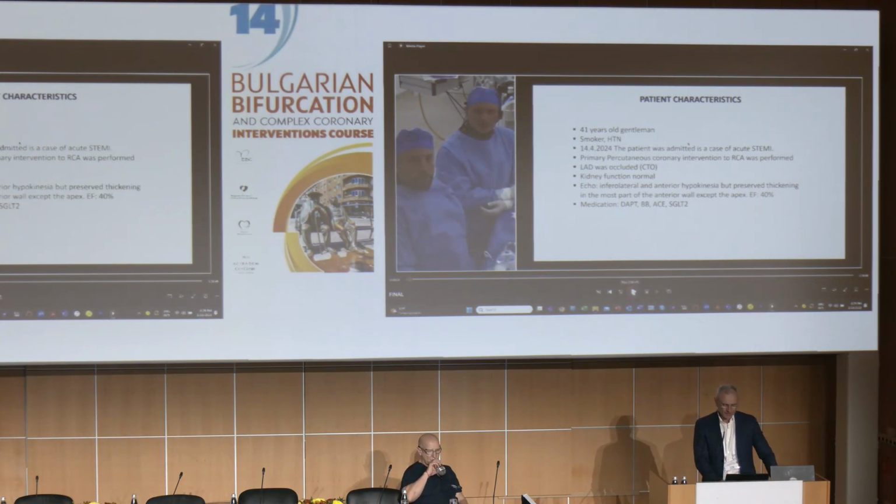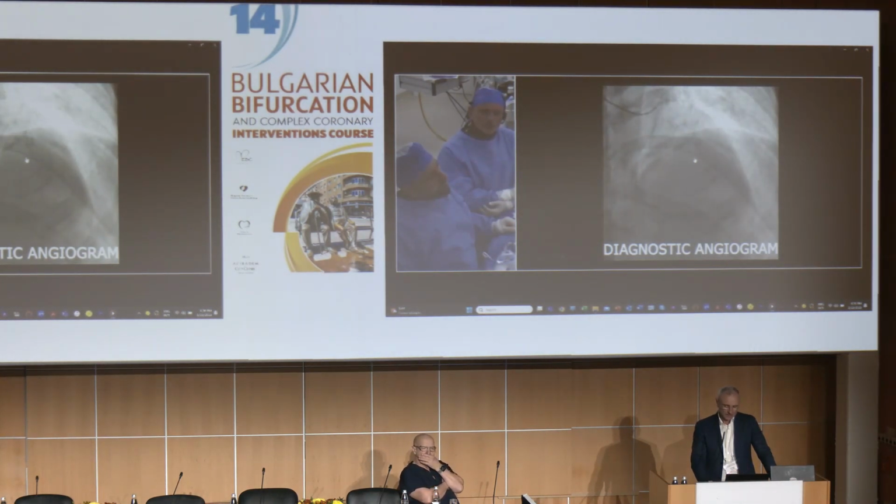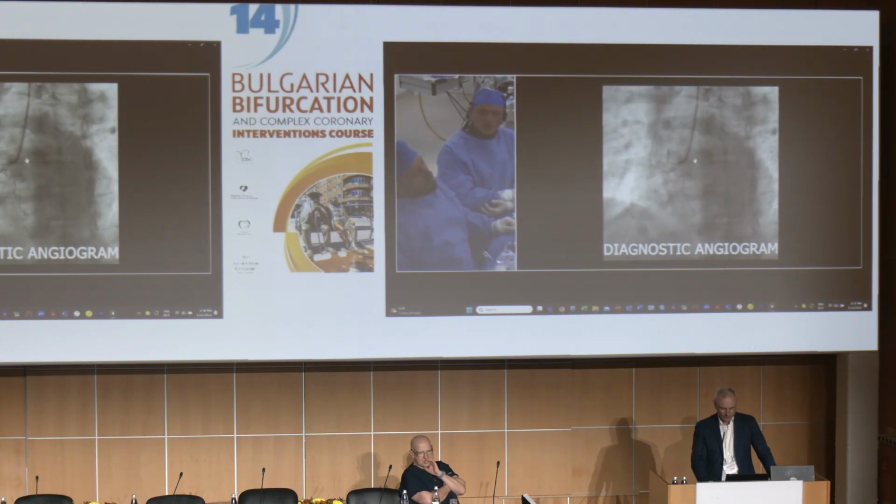So I'm going to show you a CTO of the LAD in a patient that was 41 years old. He had a heart attack in our hospital 15 days ago, and an RCA PCI was done as a primary PCI, and at that time an occlusion of the LAD was noted. So the patient was programmed to have a recanalization of the LAD after the primary PCI of the RCA.